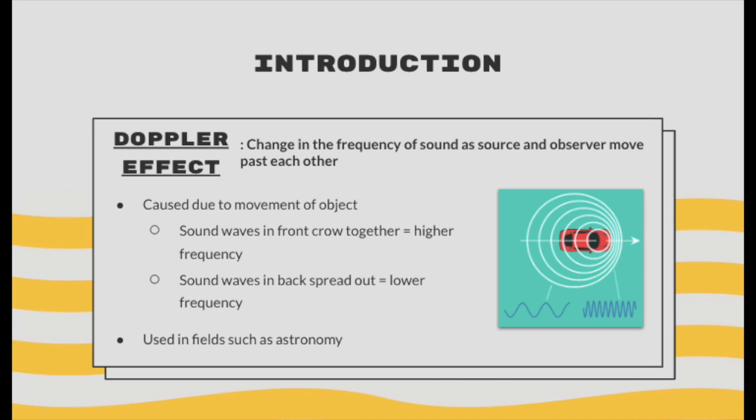The waves in front of the moving object reach the observer consecutively faster due to the movement of the object, while the waves propagating from the back do the reverse. This results in a higher frequency in the front and a lower frequency in the back. The Doppler effect is used in fields such as astronomy to show the velocity of light-emitting objects, such as stars.